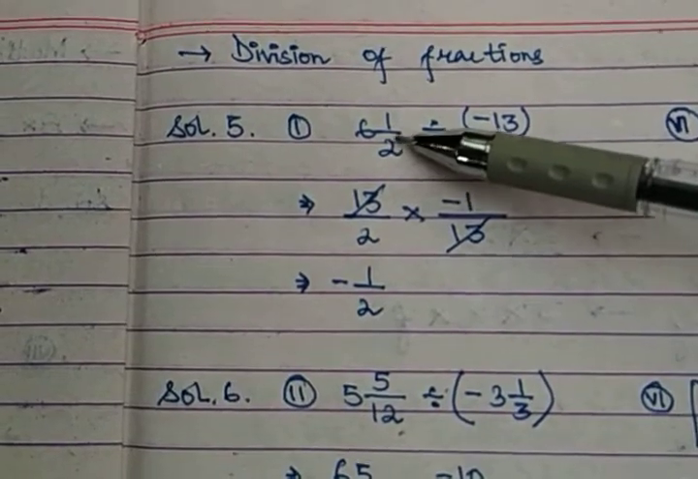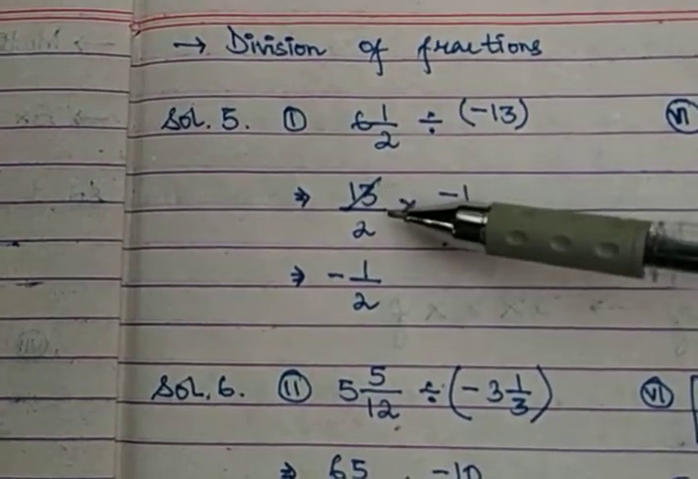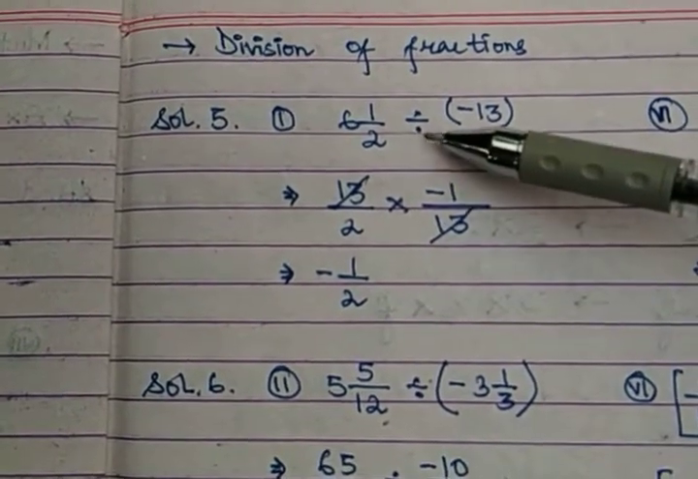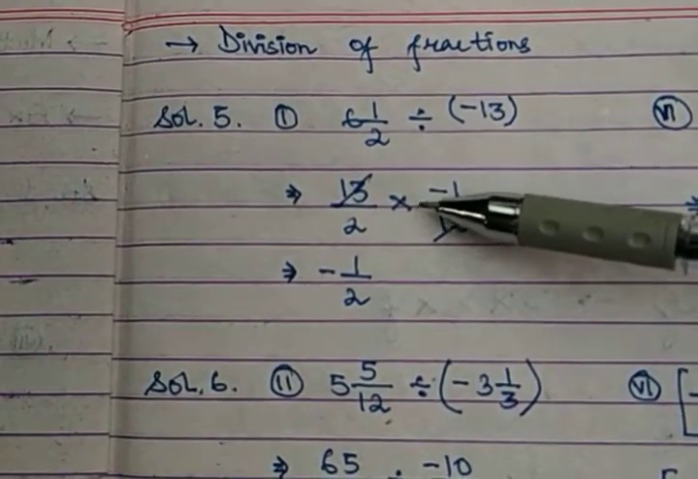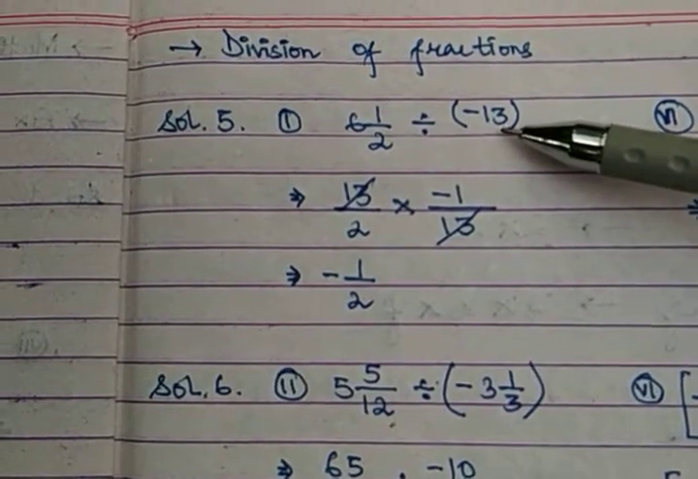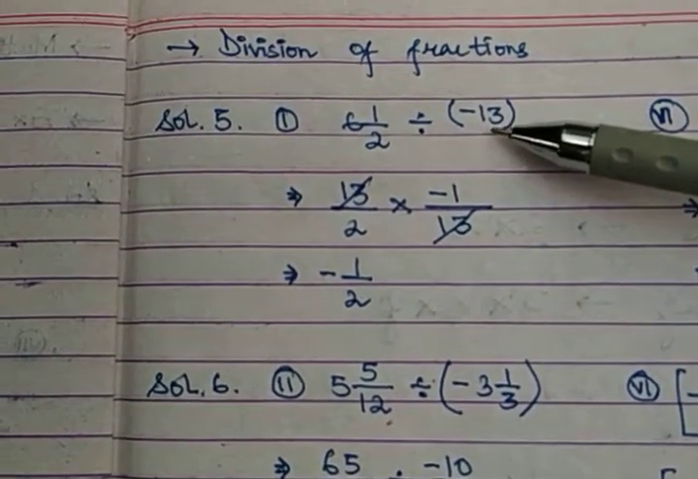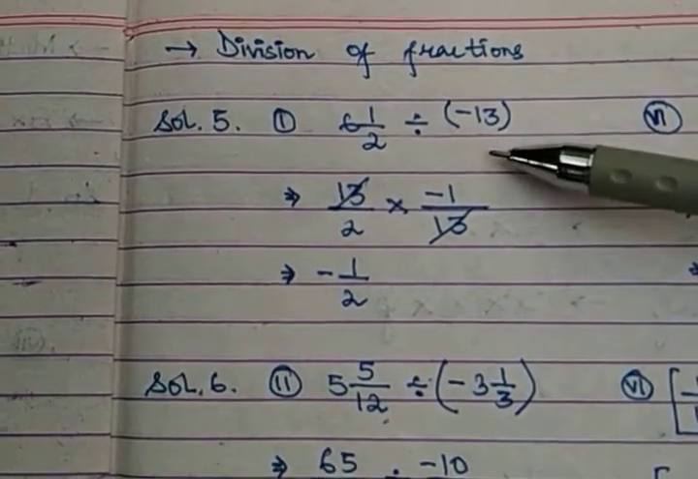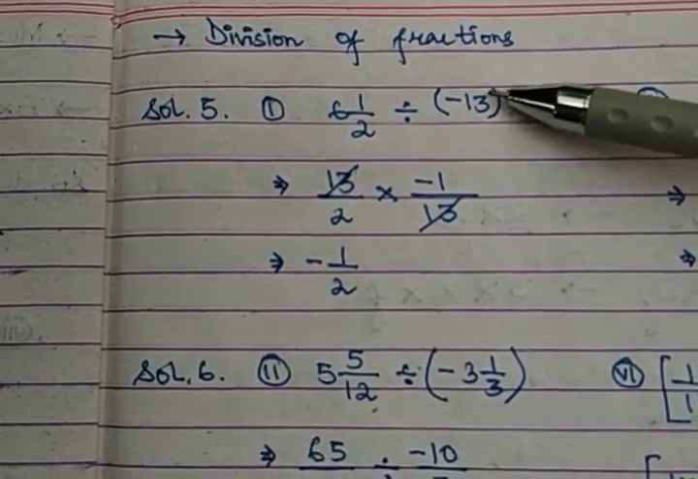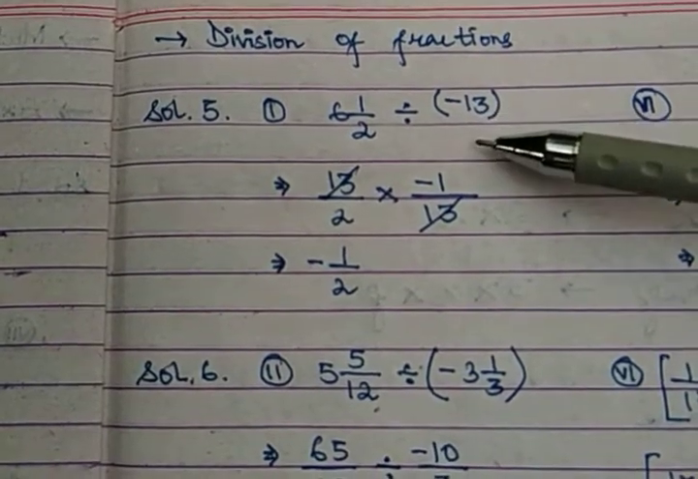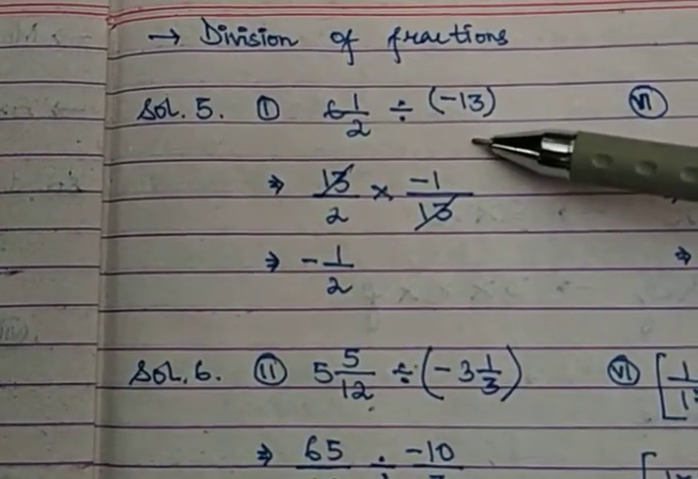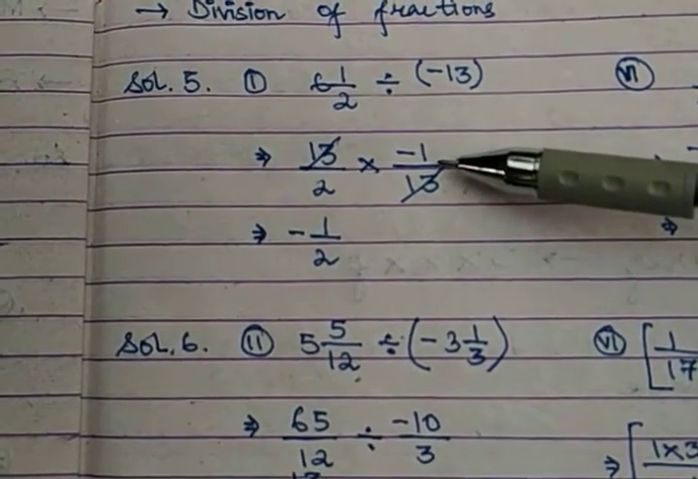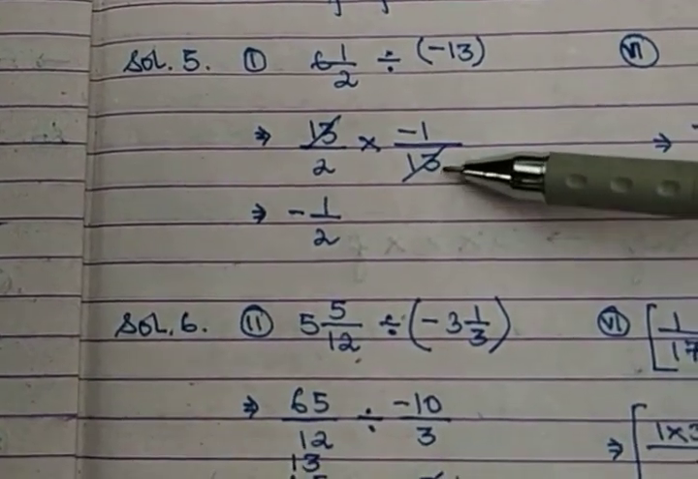See, what I have done here is, first of all I have converted the mixed fraction to improper, then I have converted the division sign to multiplication. As soon as you convert the division sign to multiplication, the second term will be reciprocated. Remember, reciprocal. What does reciprocal mean? The numerator will go to the denominator and the denominator will go to the numerator. Since minus 13 has denominator 1, which was not mentioned, we know that the denominator is 1. So after reciprocal, I got the fraction minus 1 divided by 13.